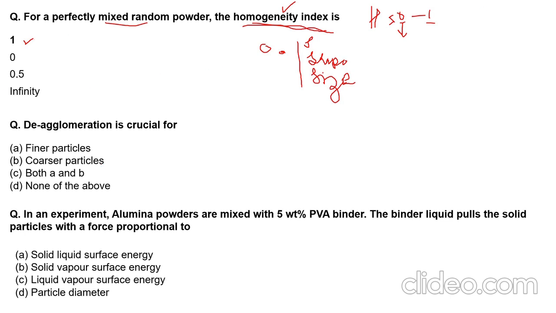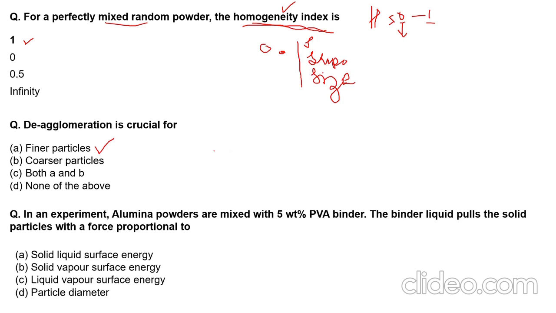Right. Now, the next question says that we have deagglomeration. Deagglomeration is crucial for finer particles, coarser particles, both A and B, or none of the above. Can you answer this? Which of the following do you think deagglomeration is crucial for? A, finer particles. It is crucial for finer particles.